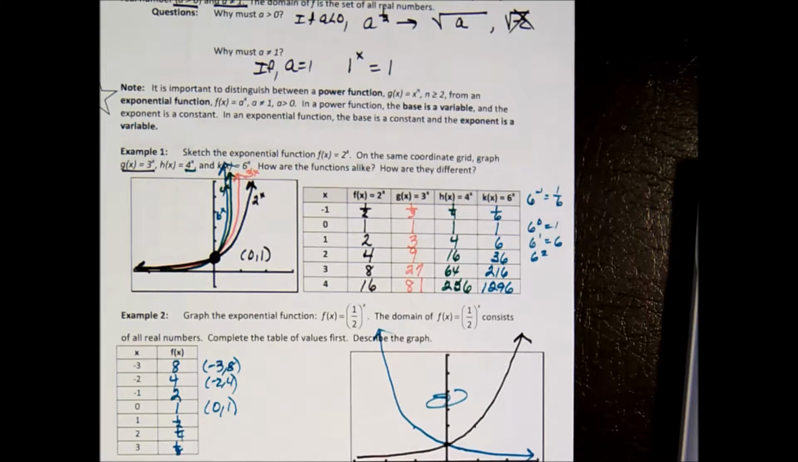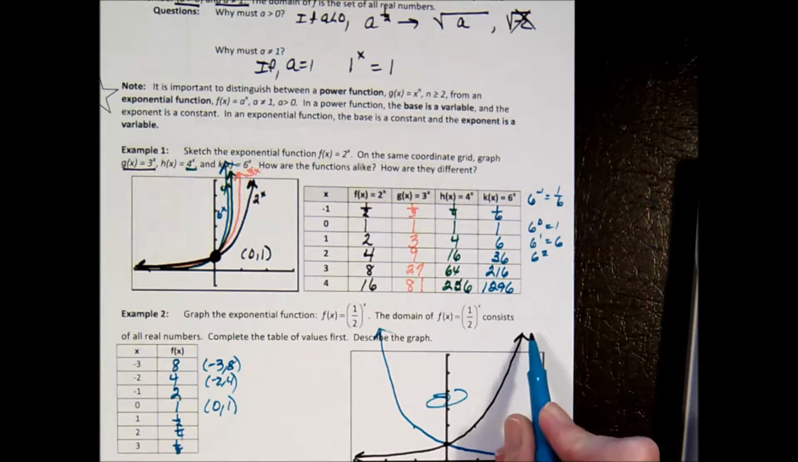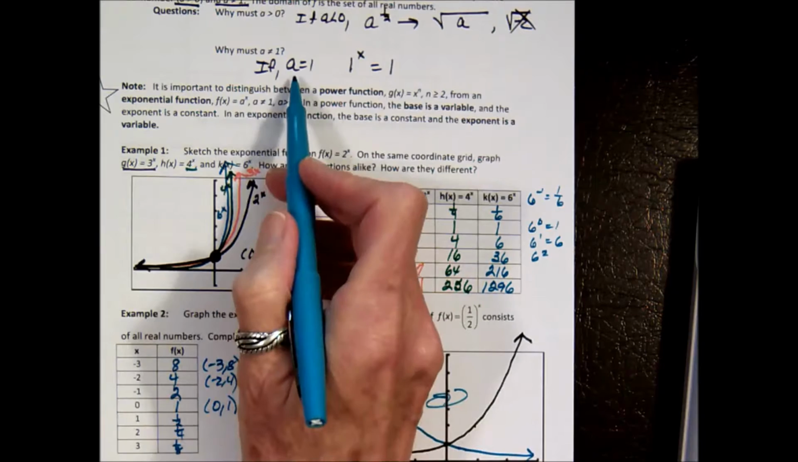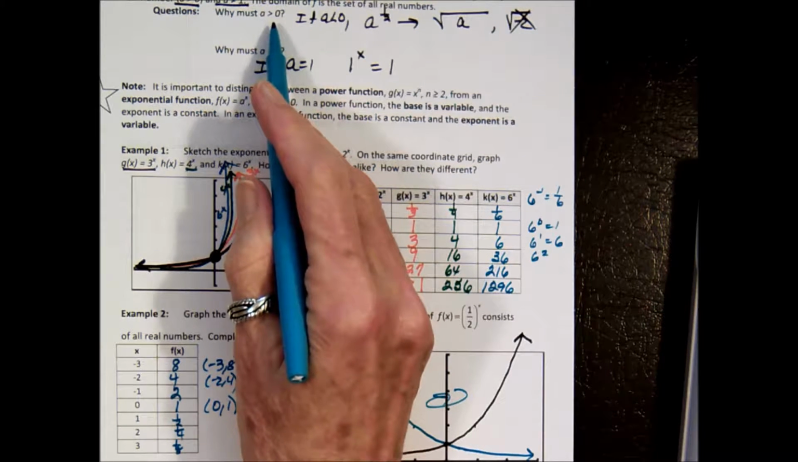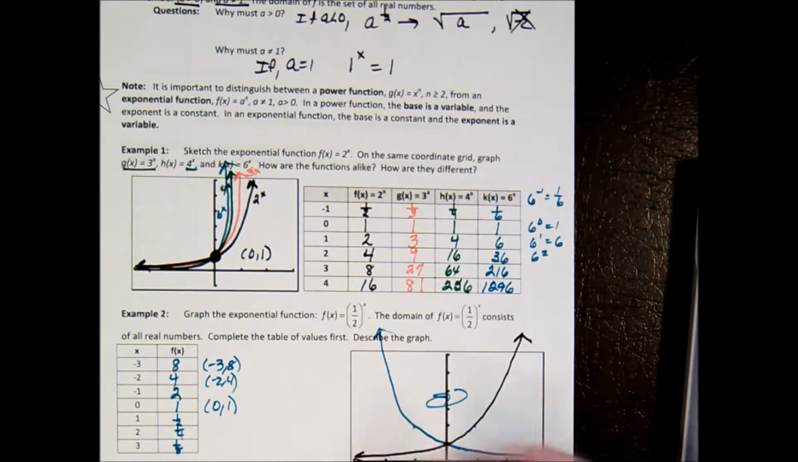When your base is greater than 1, it's going to look like the black line. When it's between 0 and 1, and remember, it can't be 1, we said that up here, and it has to be greater than 0. So when it's fractions greater than 0 but less than 1, it looks like the blue line there. So that was a little exploration.